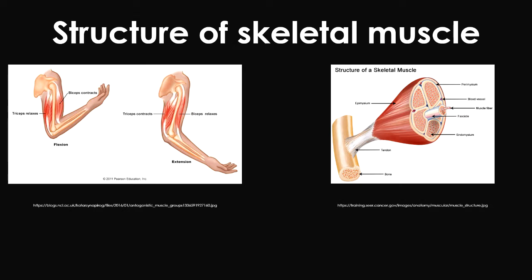Each compartment contains bundles of muscle fibers. Each bundle of muscle fiber is called a fascicle and is surrounded by connective tissue called the perimysium. Within the fascicles, each muscle cell is surrounded by connective tissue called the endomysium.